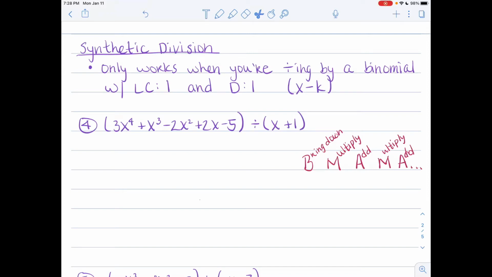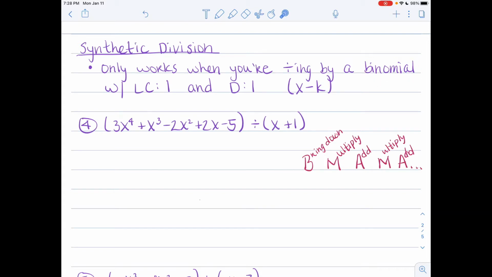Now let's talk about synthetic division. Synthetic division doesn't always work like long division, but when it does work, it's going to be the quickest, most efficient way to do a division problem. So it only works when you're dividing by a binomial. So remember that means two terms.